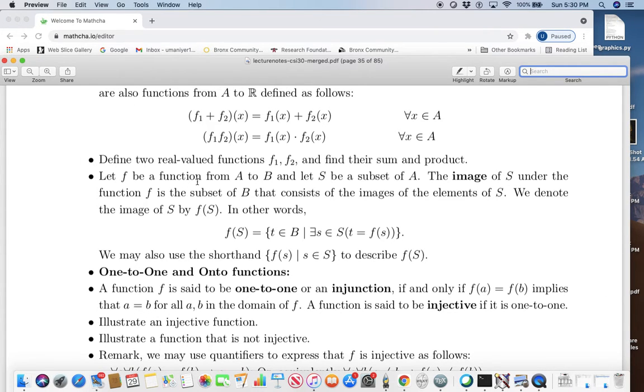All right. Let f be a function from A to B and let S be a subset of A. The image of S under the function f is the subset of B that consists of the images of the elements of S. We denote the image of S by f(S). That is, f(S) is the set of those elements t from B such that there exists an s in S with t equals f(s).